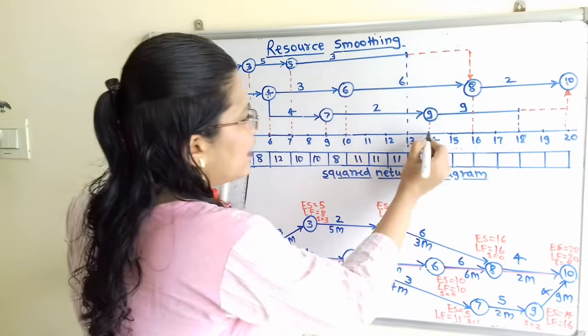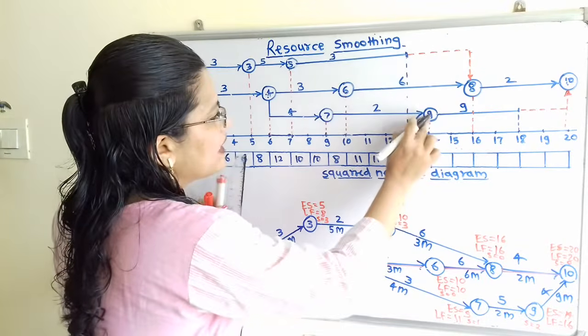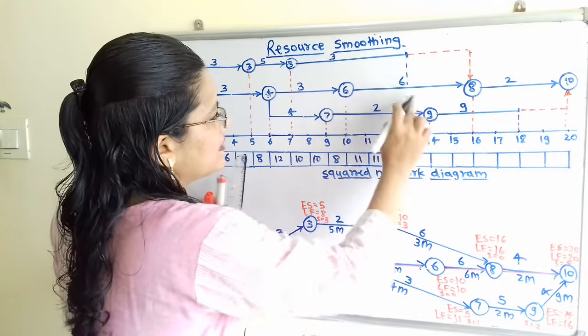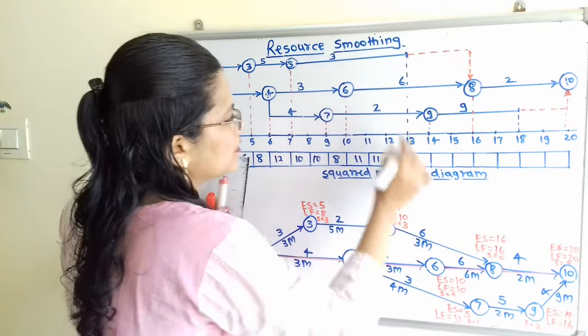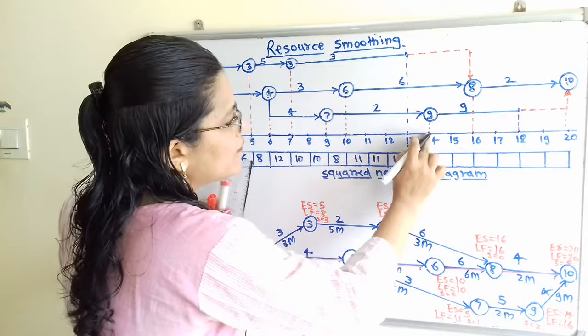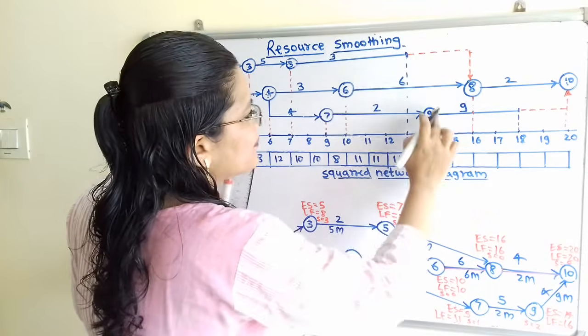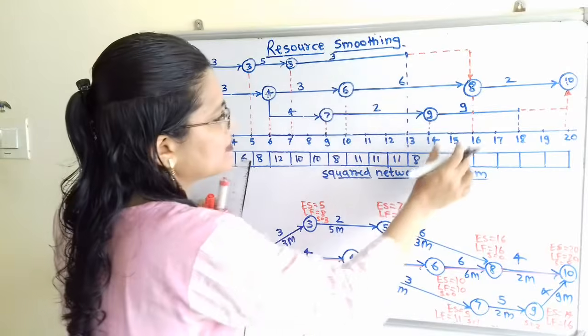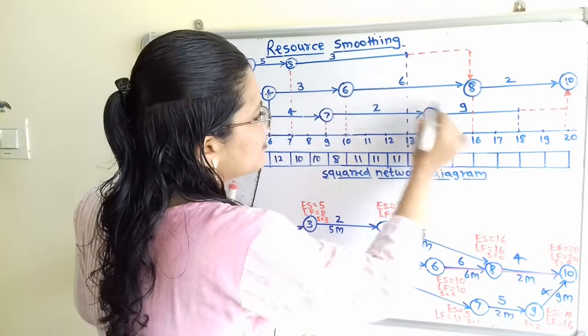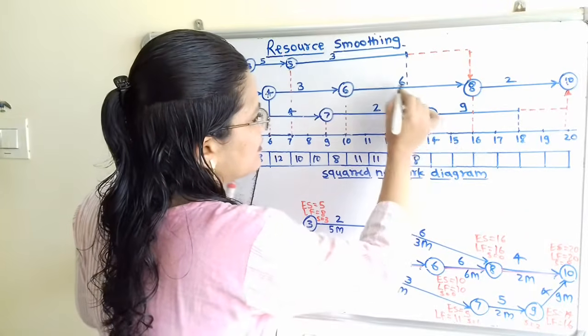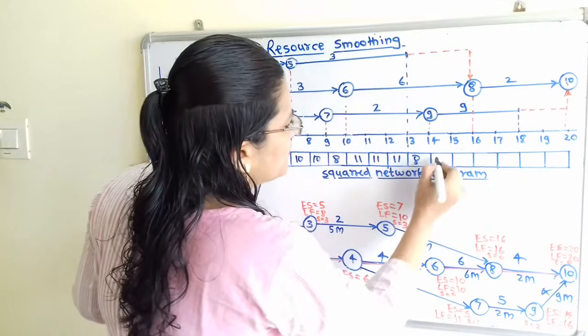So here up to 14th week, this activity 7 to 9 and 6 to 8, that is 6 plus 2. Here is 8. Now after 14 to 16, here the activity 9, 10, and here the activity 6 to 8 is there. So we have to add these 2, that is 6 plus 9. Here is 15.